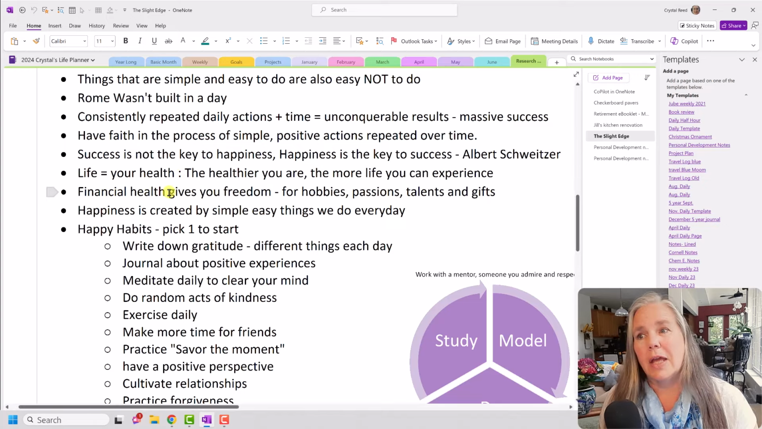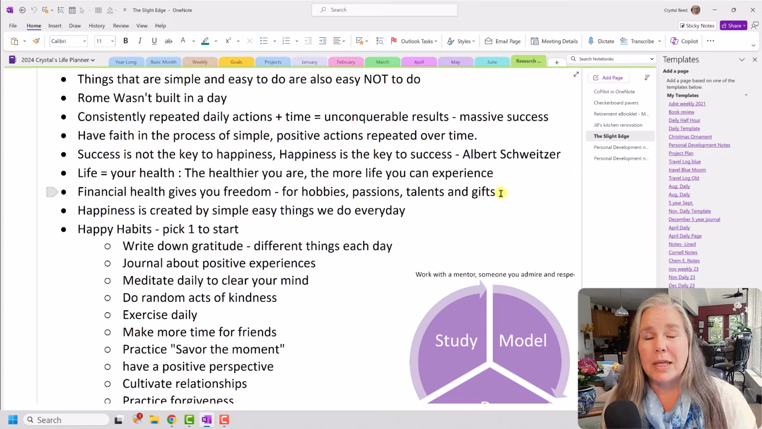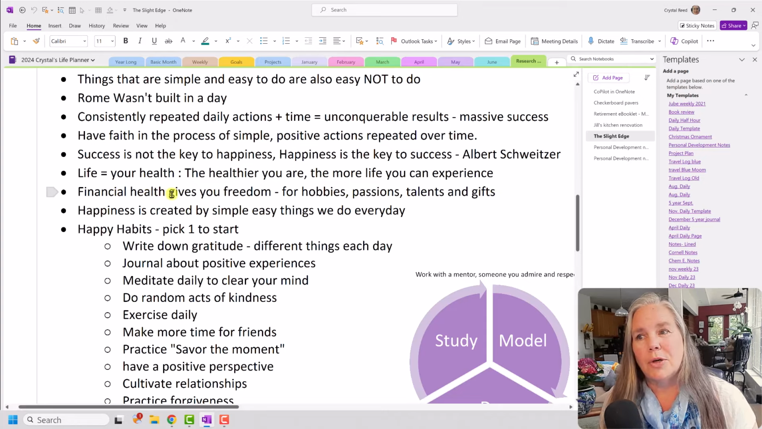Financial health, on the other hand, gives you freedom for your hobbies, for your passions, for your talents, for your gifts. So work hard, earn some money, and live within your means so that you will have that good financial health. You don't need to spend every penny that you make. Save that for a rainy day, as Benjamin Franklin would tell us.